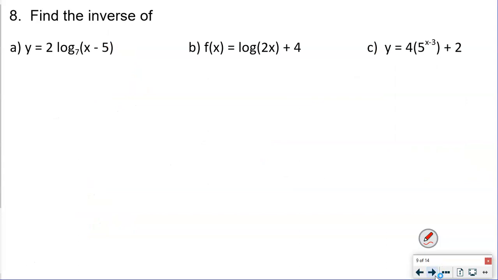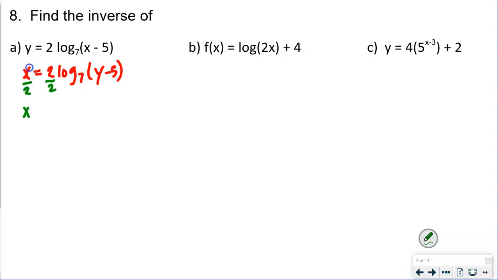Okay, so now when we talk about finding the inverse of these problems, we're going to put x where y was and y where x was first. So that's x equals 2 log base 7 of y minus 5. So I'm going to go ahead and divide both sides by 2 first.